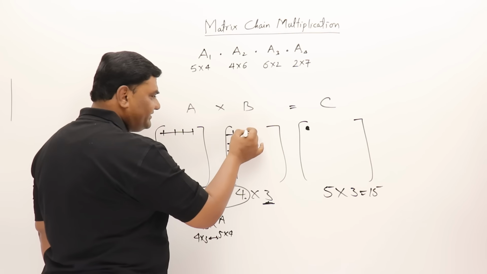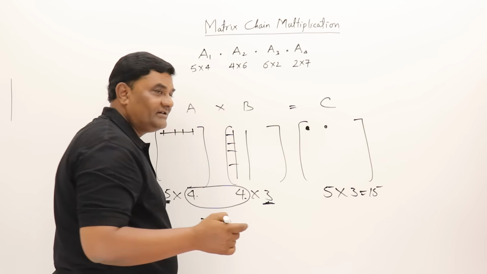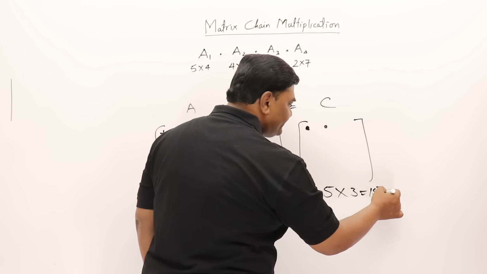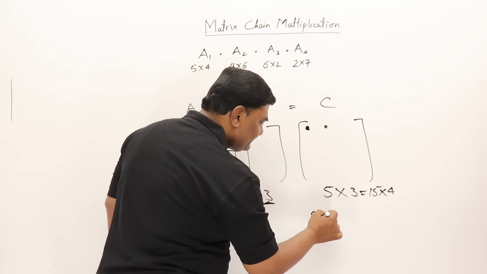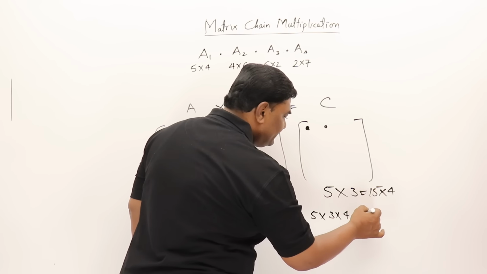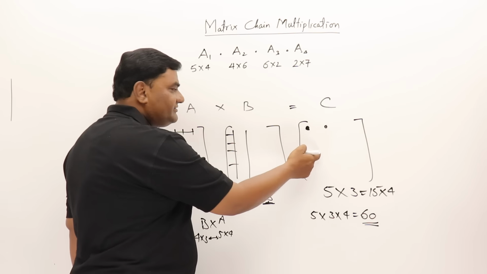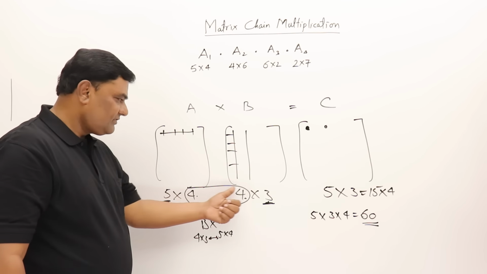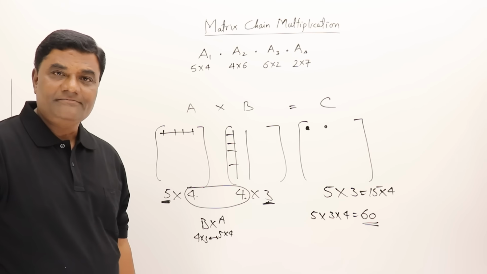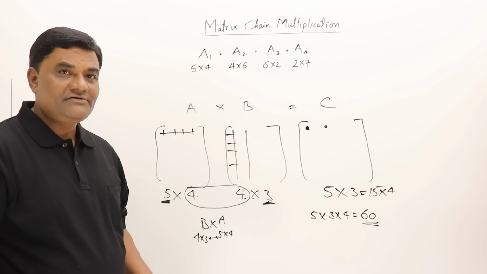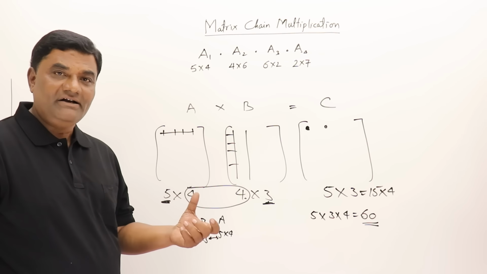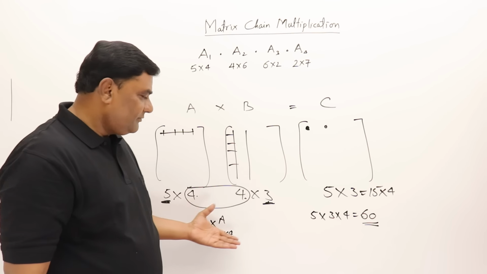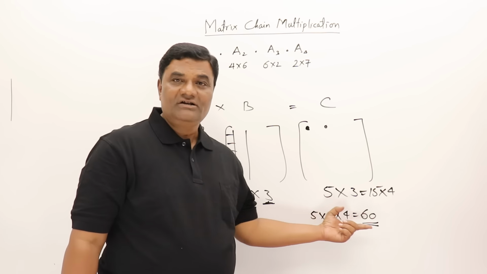Then again, first row with second column, I get this element. So for getting each element of the C matrix I have to make 4 multiplications. So finally it is 5 into 3 into 4, which is 60. So for generating the C matrix I have to make 60 multiplications. 5, 4, 3: 60 multiplications are required, right? So this is about the cost of multiplying two matrices. It depends on the number of multiplications that you are performing. This is how we can find out the number of multiplications.